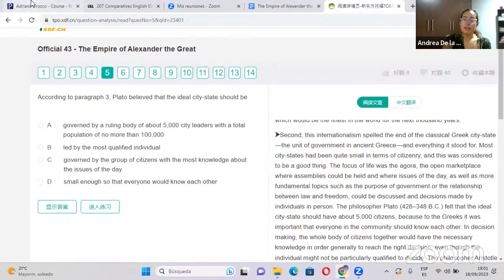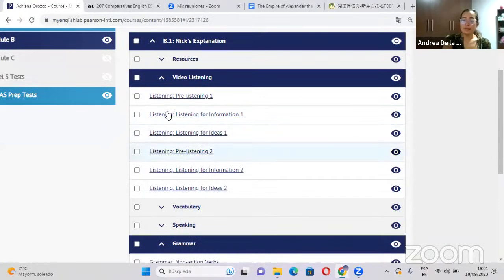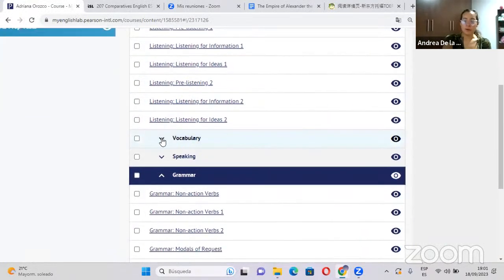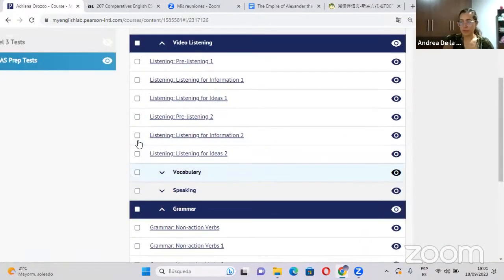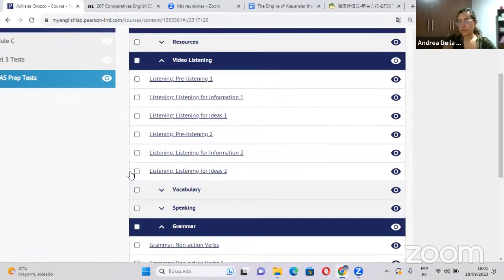Y Adri, pero también te voy a asignar un poco de listening y un poco de vocabulario. ¿Ok? No te voy a revisar el verso.